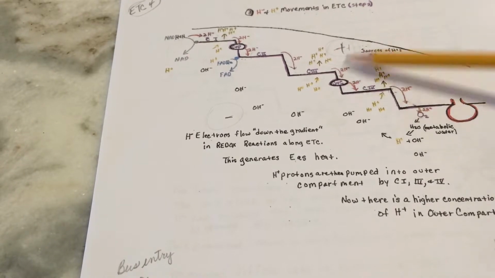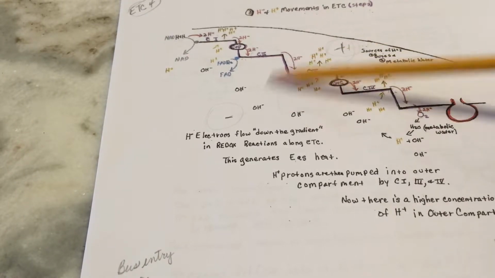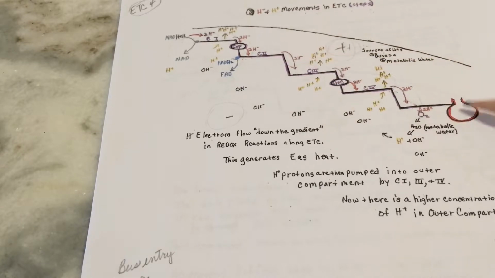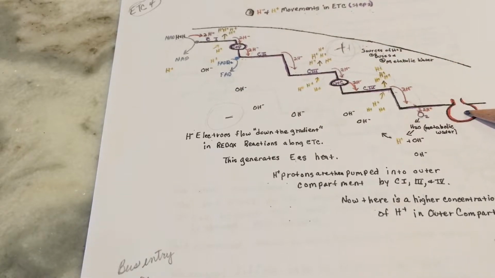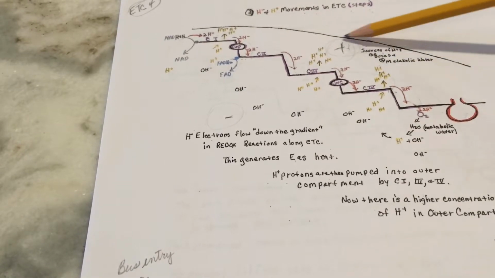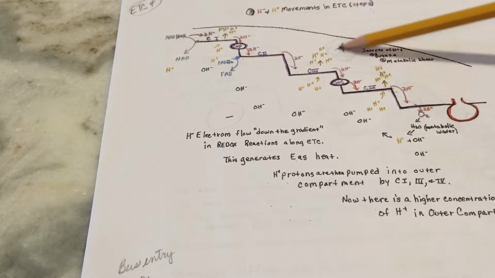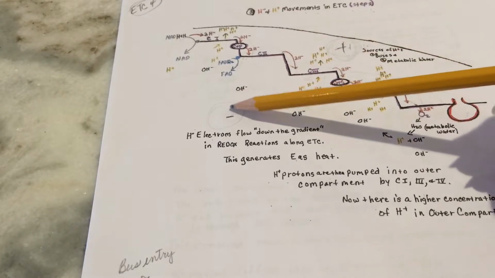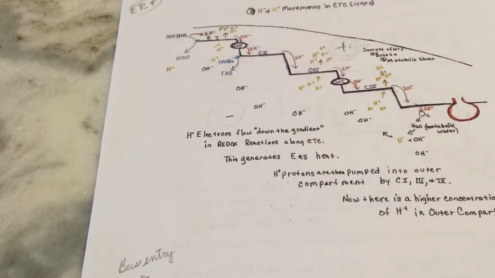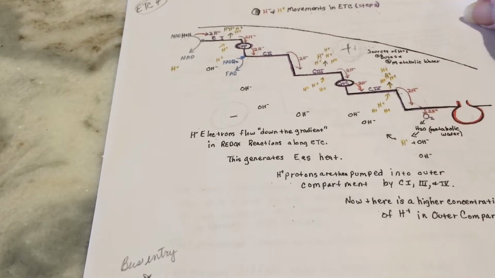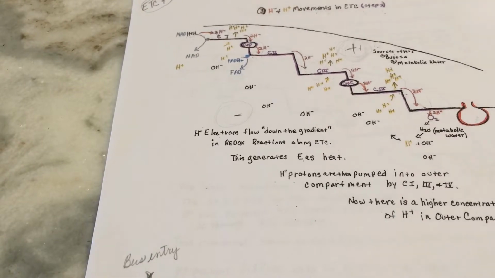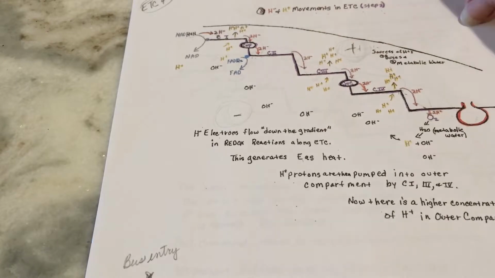Now, remember, the protons cannot pass through the crista except at one point right here at the end. So what we end up with is a high concentration of positive charges in the outer compartment and negative charges on the inner compartment. So remember, electrons go down the gradient, protons are pumped out.